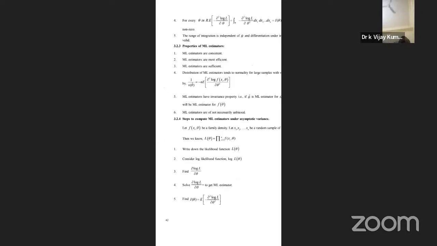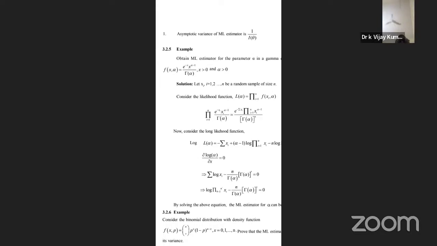And also solve dou log L by dou theta to get L theta, and solve the first derivative dou log L by dou theta, then I theta equals minus dou square log L by dou theta square, which we solve. So the asymptotic variance of the ML estimator is 1 by I theta. Suppose one example we have taken.